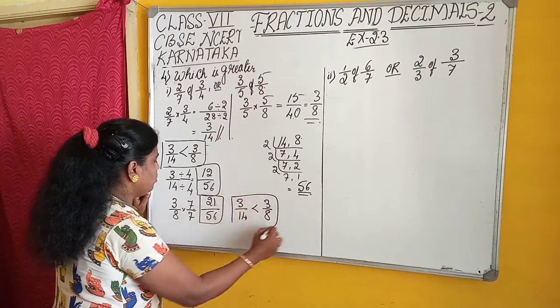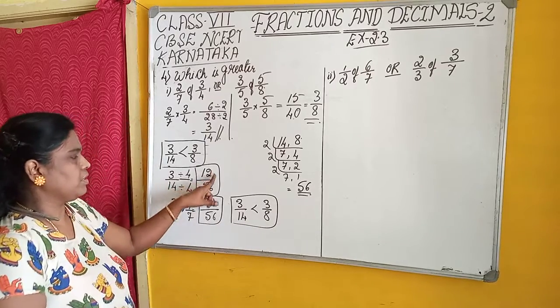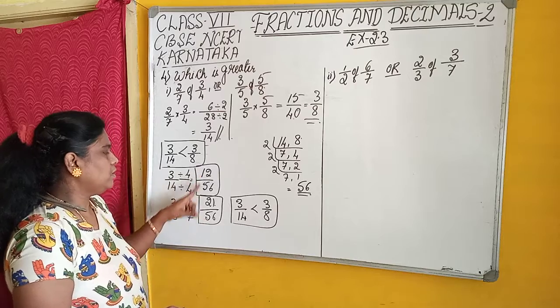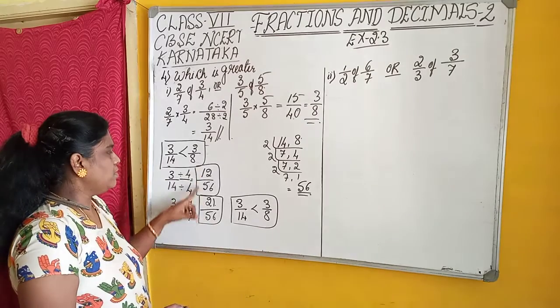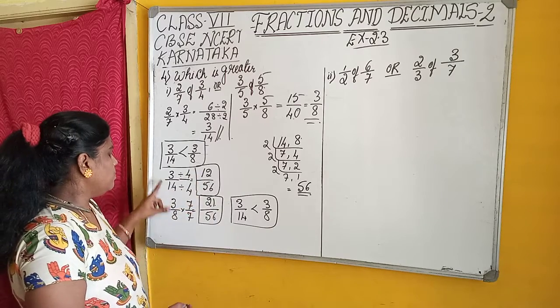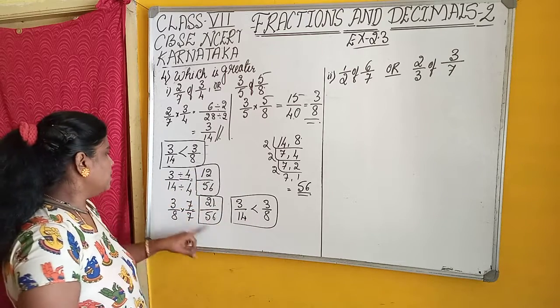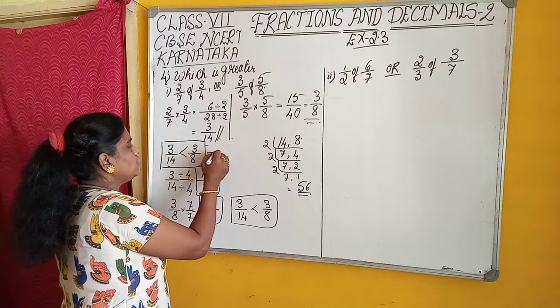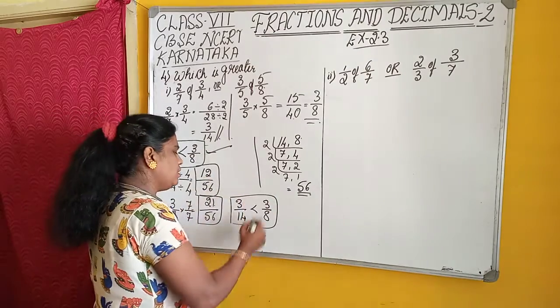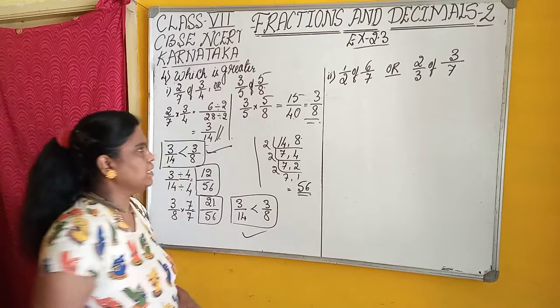Because how did we get this? Here both the denominators are the same, so we look at the numerators. The numerator which is smaller is 12. Therefore, 3 by 14 is less than 3 by 8. From this knowledge also we can write it, but by doing the procedure we can do it like this.